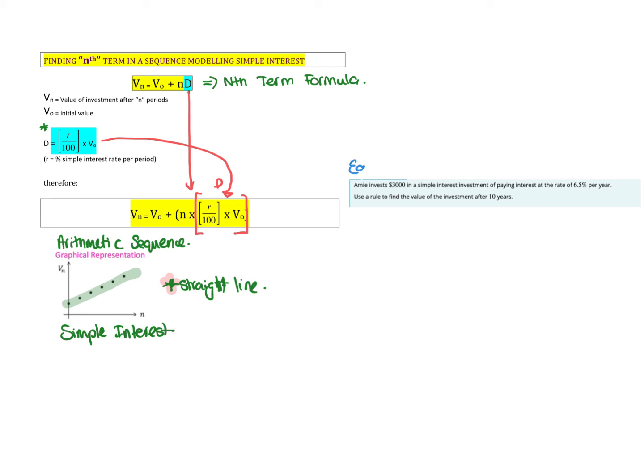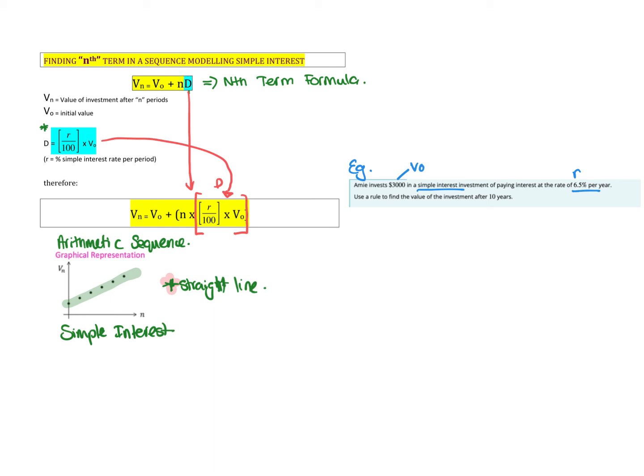We've got this little example over here. It said Annie invested 3,000, so V0, in simple interest. I know I'm finding the nth term formula, and it's paying a rate of 6.5% per annum.